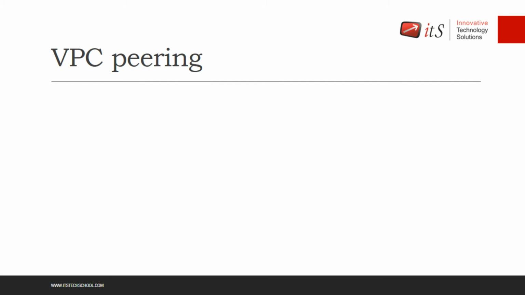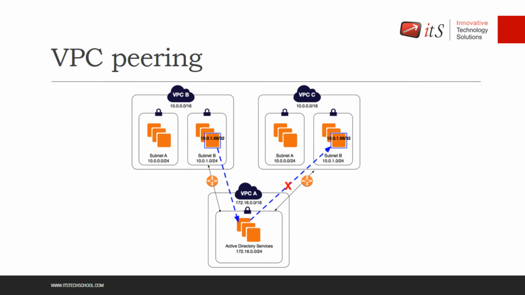Then VPC peering. Whenever a company configures AWS, it doesn't configure a single VPC. They configure multiple VPCs, and they work on a multi-VPC infrastructure. Among multiple VPCs, they can configure one VPC for the production environment, one VPC for the testing environment, and one VPC for the development environment, right? So they have three different VPCs together. And if they want to communicate from one VPC to another VPC, for that they can use VPC peering.